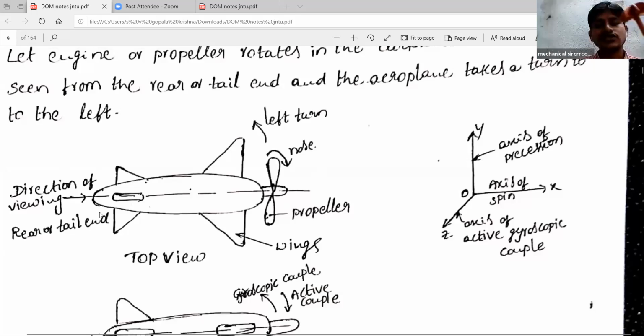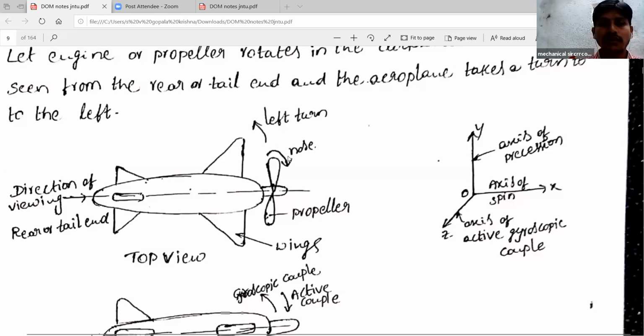That is the first condition. The propeller rotates clockwise when viewed from the tail end, and the plane takes a left turn. Then the effect of gyroscopic couple is to raise the nose and dip the tail. And the second condition: the engine or propeller rotates clockwise when viewed from the rear end or tail end, and the plane takes a right turn, this side.